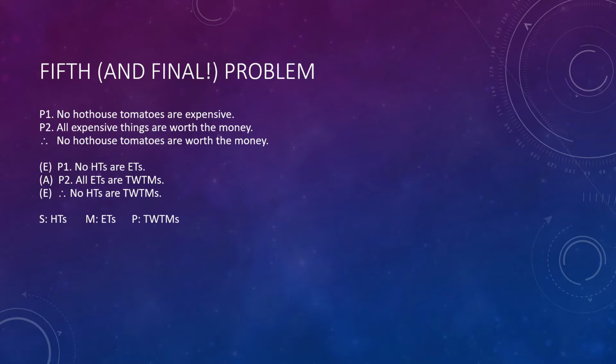Where are our distributed terms? Both terms in our E sentence are distributed. The subject of our A sentence is distributed. And then once again, both terms of our conclusion, which is an E sentence, are distributed.